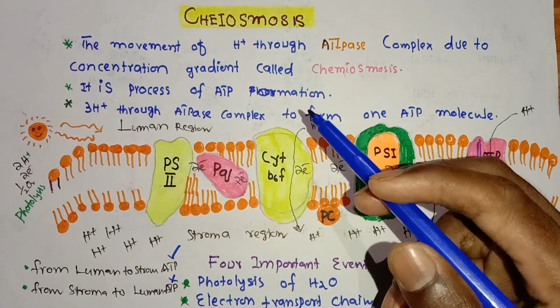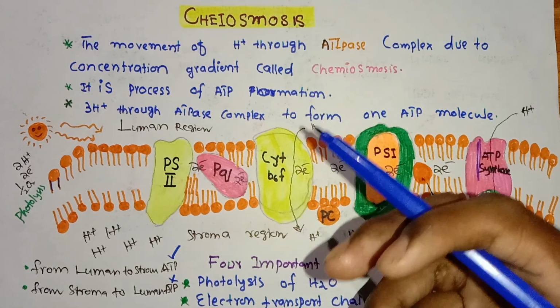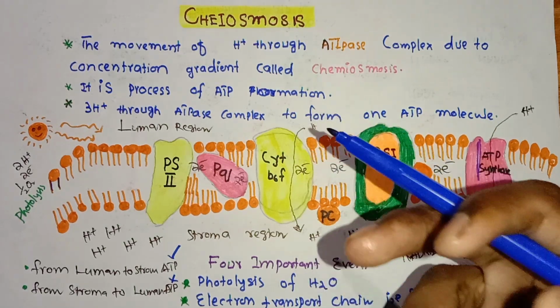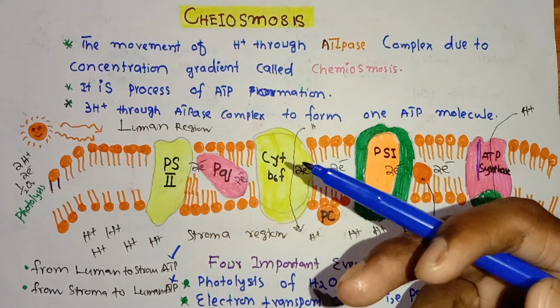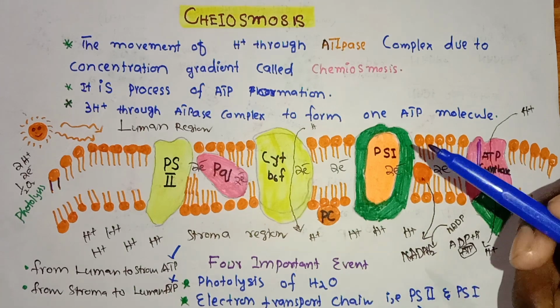We can say that it is a process that forms ATP. Now how does that form ATP? That also we can say is a photophosphorylation process. Photophosphorylation means to capture the light energy and make energy in the form of ATP and NADPH.